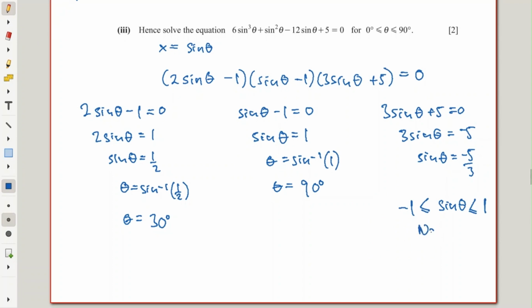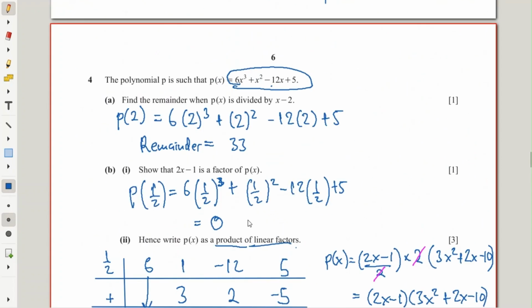Eh? No solution. And besides, it would even be out of the range if it would work because of the negative. You see that here is 0 to 90, so it will be in the first quadrant. So all the values that you're looking for must be in the first quadrant. Sine is positive in the first quadrant, so it cannot be an answer. All right, so that is it for question number 4.